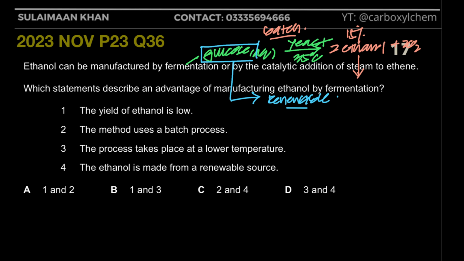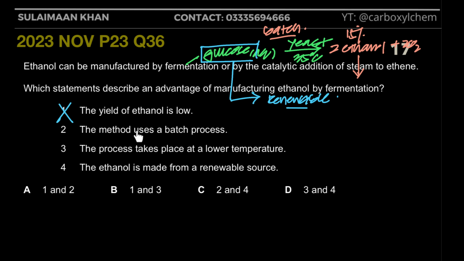Done? Now it says the yield of ethanol is low. That's not an advantage of ethanol by fermentation. That's a disadvantage. But remember, the yield of ethanol by fermentation is pretty high. Why? Because you could get 15% ethanol and then you could perform fractional distillation on it, right? So in some books it says it's high because you perform fractional distillation, but initially you could say it's low, and even then you need to use your brain and say that if the ethanol yield is low, that's not an advantage, that's a disadvantage, right?